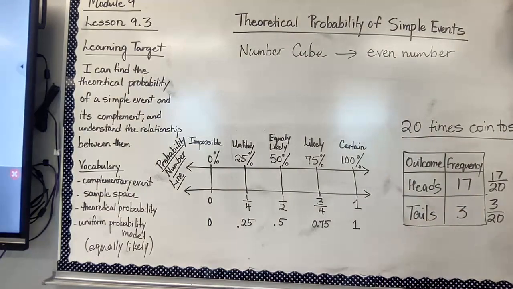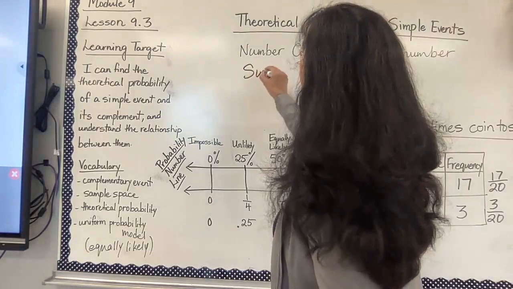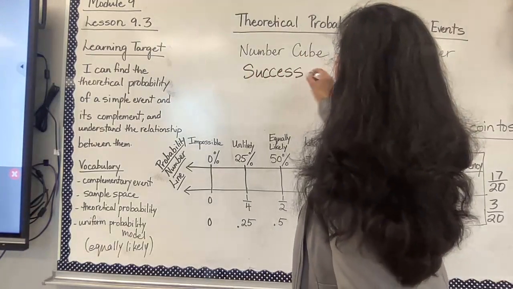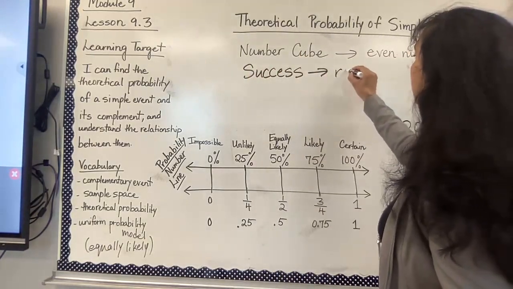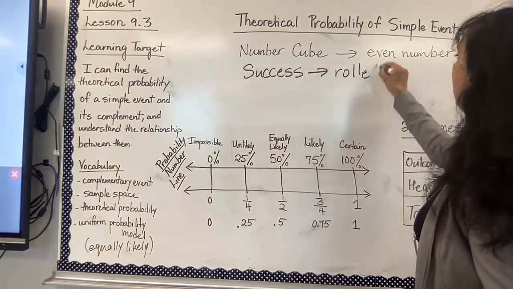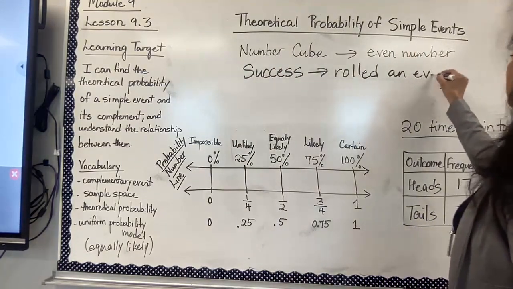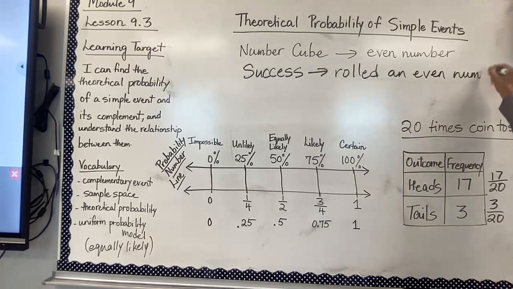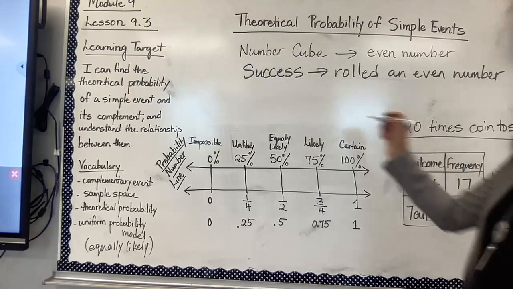So we know that when we are rolling a number cube, we have 6 different numbers on the number cube. What is success in this case? Success would be if I rolled an even number. So if I rolled an even number, that would be a success. And rolling an odd number is not a success. So what is not a success?